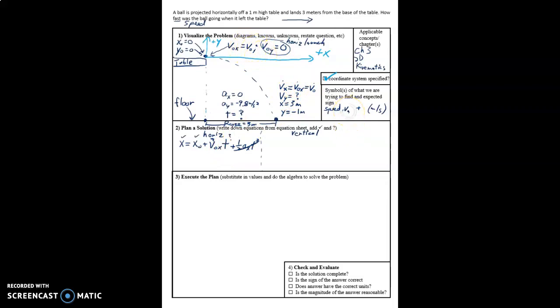And I should put that here. That's what we're looking for, is v naught. I accidentally had that as v. It's definitely v naught that we want to look for.